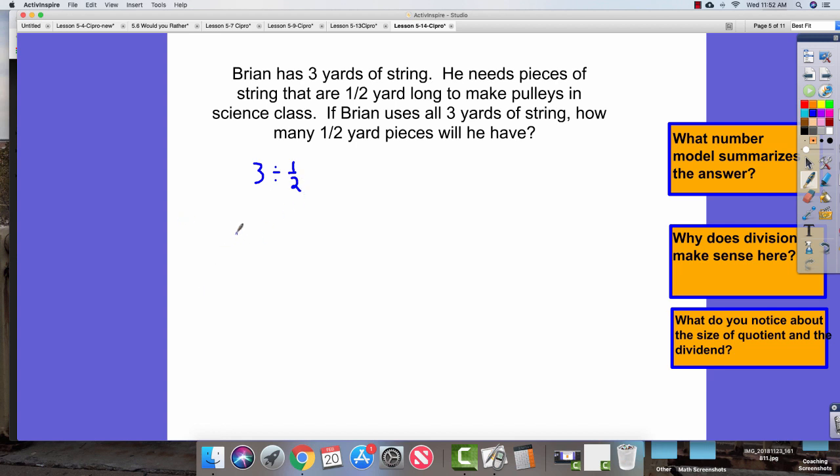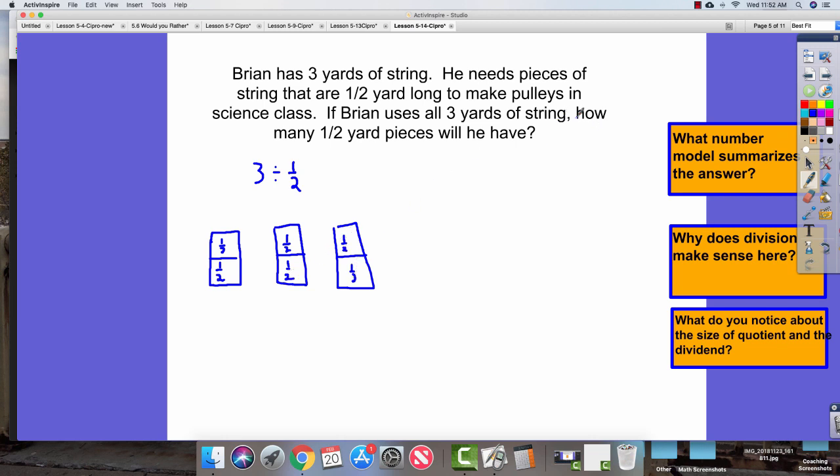So I could draw a model to actually show this problem. I'm going to draw 3 rectangles. Each rectangle represents 1 yard. And I need to make half yard pieces out of each of these yards. So I'm going to split that yard into half, split that yard into half, split that yard into half. So that's a half yard piece, a half yard piece, and so on.